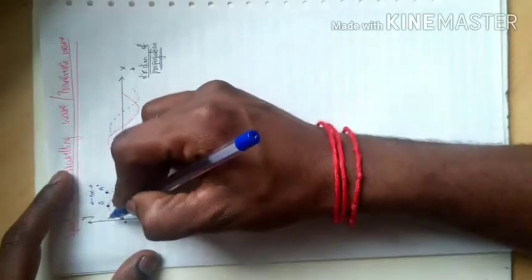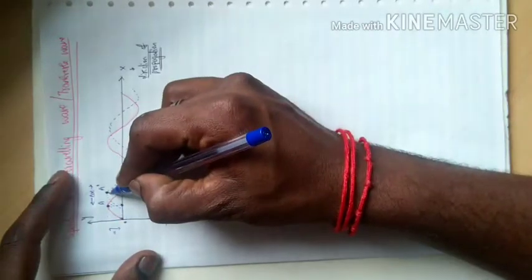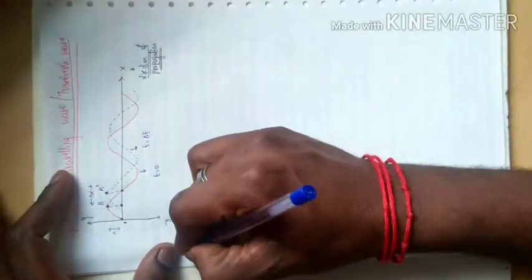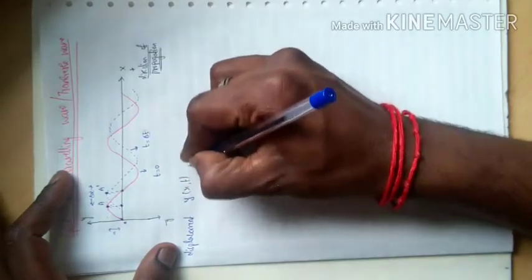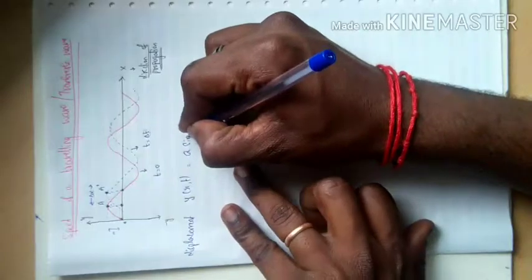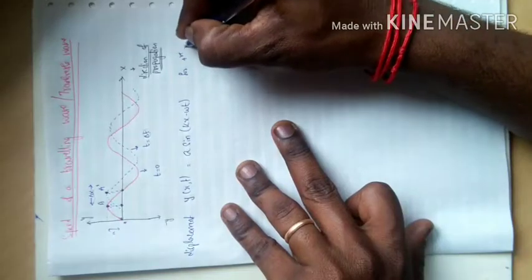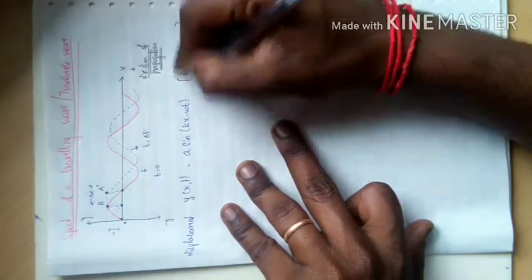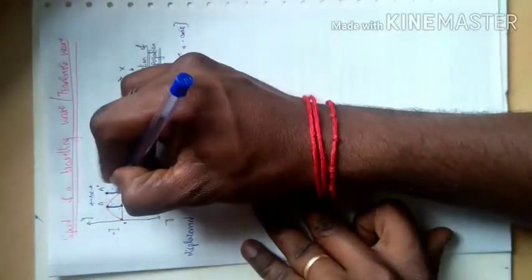Therefore, from this I can say that the displacement should remain constant. Here the displacement was maximum, for example small a. Here also it should be the same. You know the expression for the displacement: y of x comma t equals a sine kx minus omega t. This is for the positive x-axis. The wave is moving along the positive x-axis.